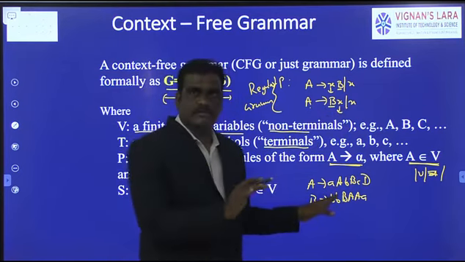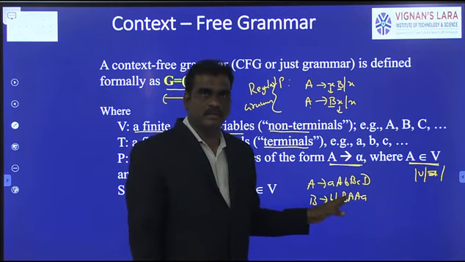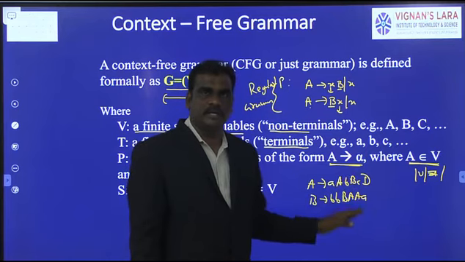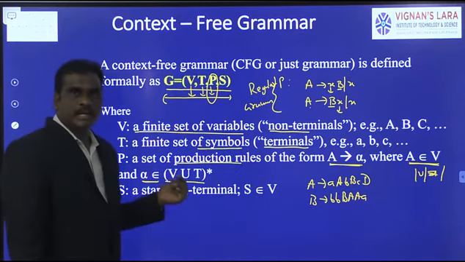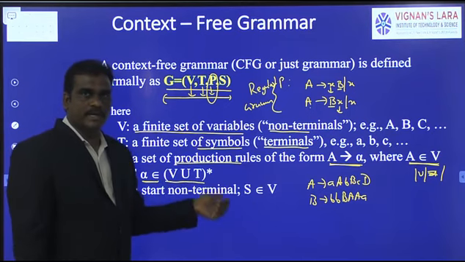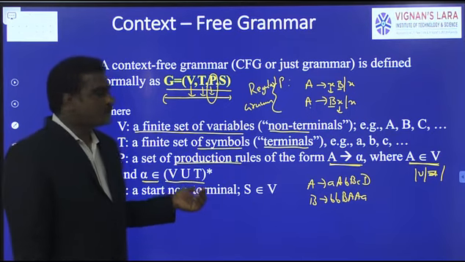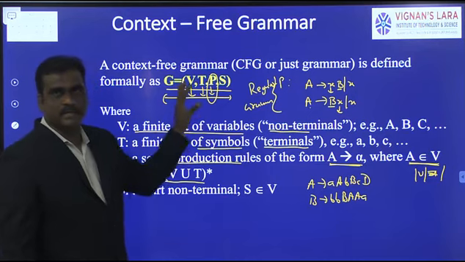Any number of terminals followed by any number of non-terminal symbols, and again any number of non-terminal symbols followed by any number of terminal symbols. There is no restriction here. That's why alpha belongs to any possible combinations of variables and terminals. So this is the basic definition of the context-free grammar.